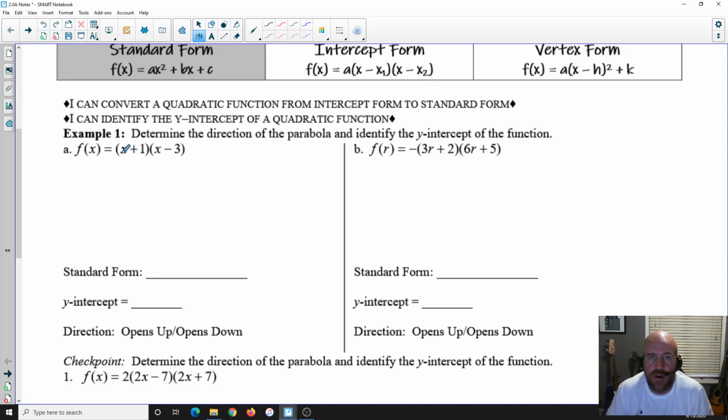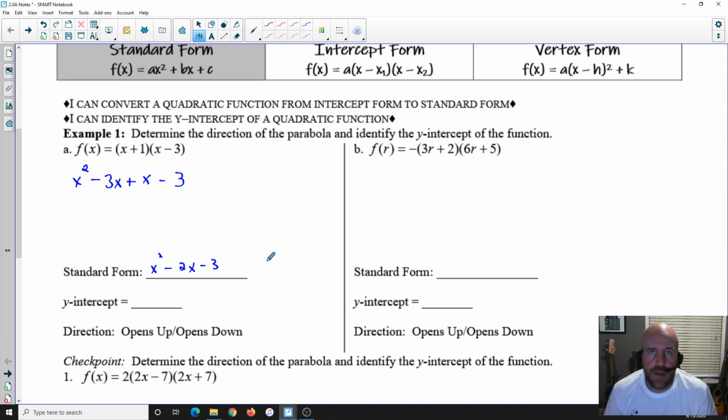So we're going to go ahead and multiply these two together. So we're going to go x times x is x squared. And then x times negative 3 would give us a negative 3x. And then the 1 times the x, that would be a positive x. And then 1 times negative 3, that gives us negative 3. So when we want to put this into standard form, we just combine like terms and we go high exponent to low. So we're going to put the squared term first. So we have x squared, and then put the x's together, we end up with a negative 2x, and then a negative 3.